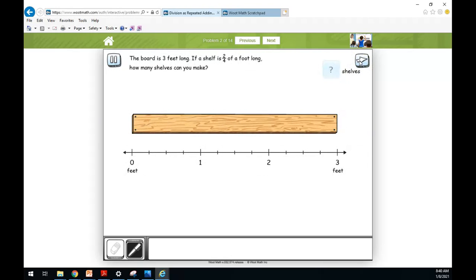Okay, so my final answer is 6 and 2/6. But if I'm looking at that word problem, they're asking for how many whole shelves. My answer is going to be 6 whole shelves. I can't have 2/6 of a shelf. I'm going to have things that are going to fall off the shelf.